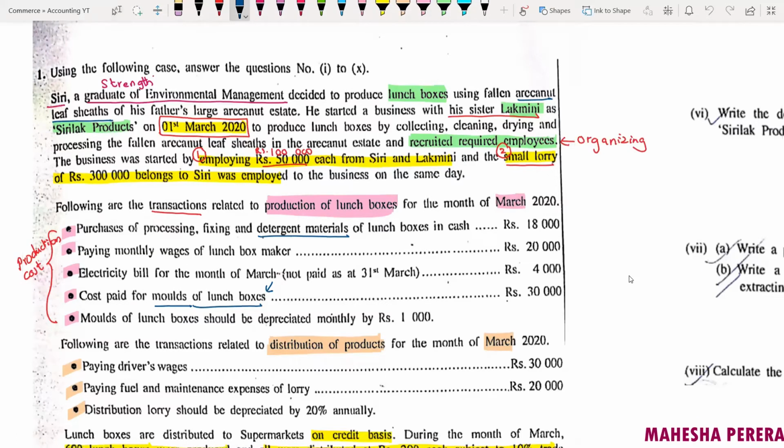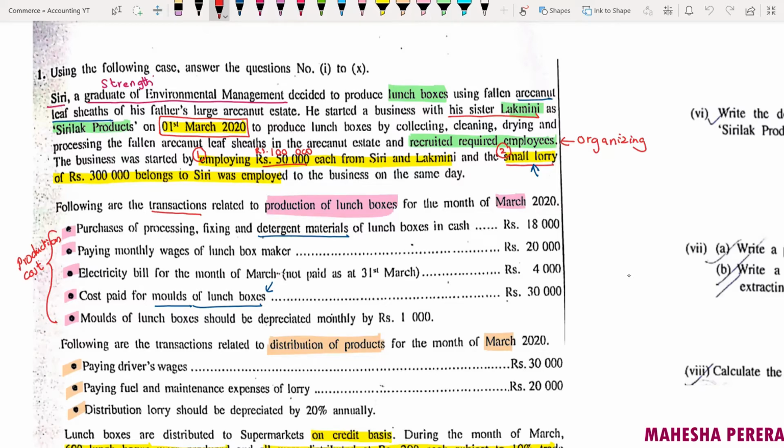Now, what about this small lorry? Can you write it as an example for capital? Actually, now this lorry is used to distribute the produced lunch boxes, not to produce the lunch boxes. So in this case, you should not take the lorry as an example for capital. So you have to be mindful. Lorry is used for distribution purposes.